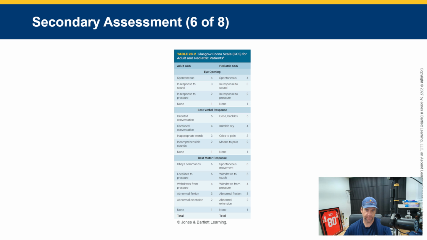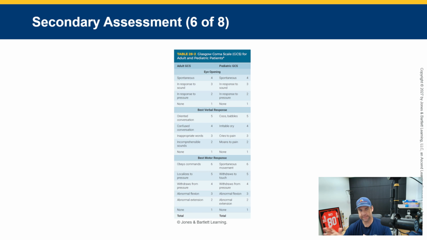Now, at the same time, you're also evaluating how they're responding verbally and motorly to these stimuli. But again, we're breaking it down piece by piece. So, in terms of our verbal response, the max score is going to be a 5. The low score is going to be a 1. A 5 means the patient is oriented, so they're communicating clearly. You're asking them a question and they immediately respond with a correct answer.